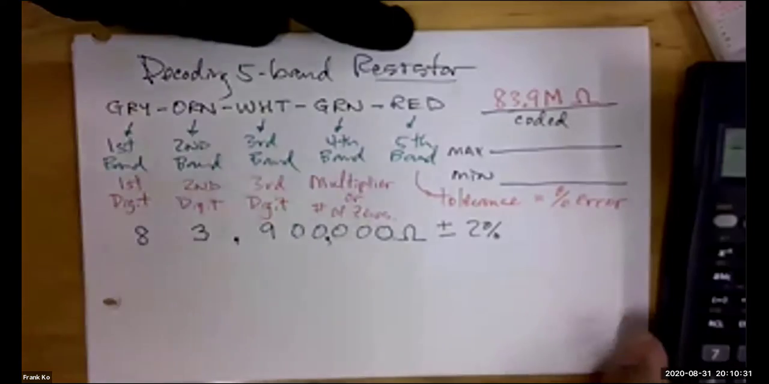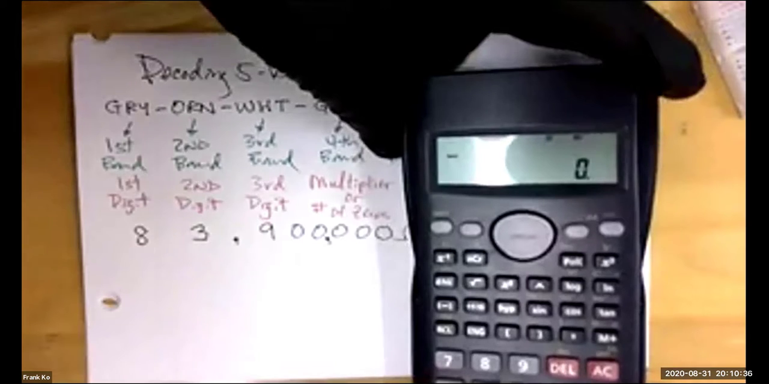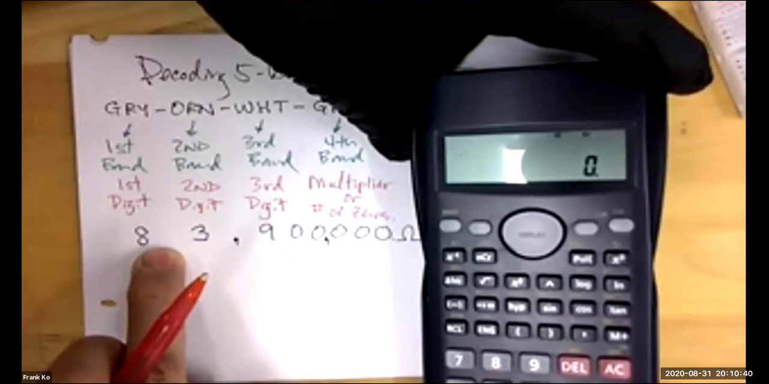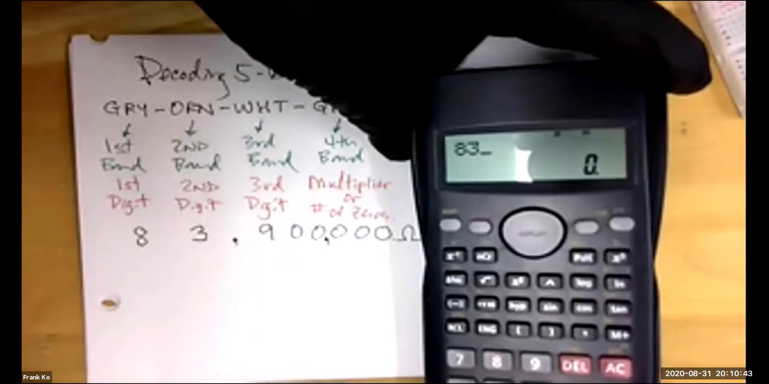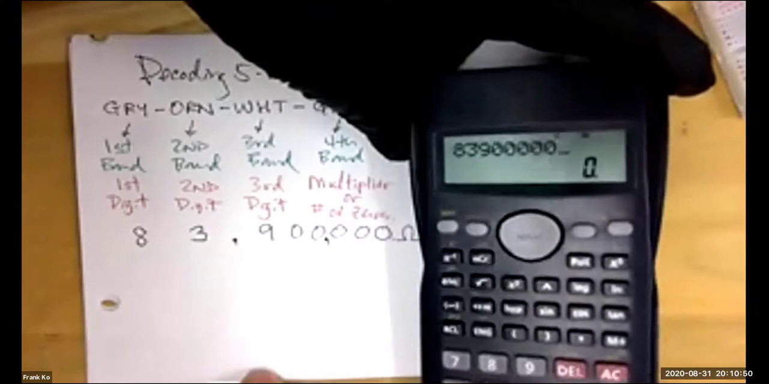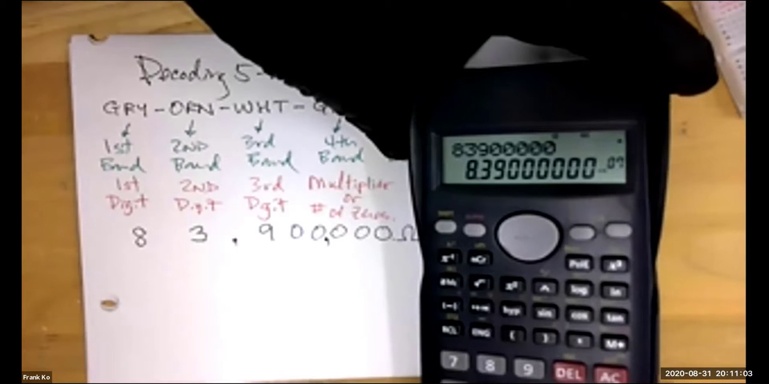And if you're not sure about this, you can always key this into the calculator, yeah? You can always key in exactly what you interpreted over here on paper. And so it would be 83 followed by 839 followed by 5 zeros. 1, 2, 3, 4, 5. Are you watching me do this or are you doing this? Everybody should practice, right? 839 followed by 5 zeros. And then hit equals.